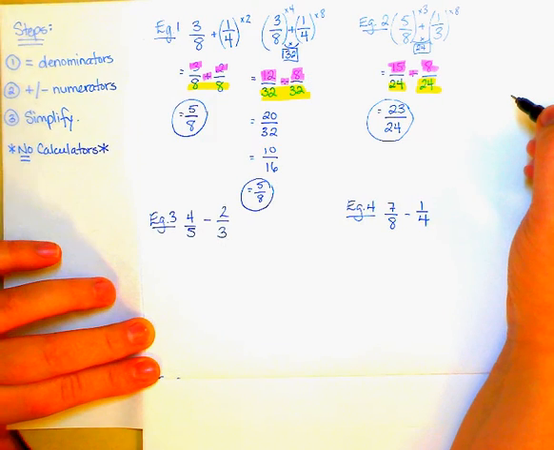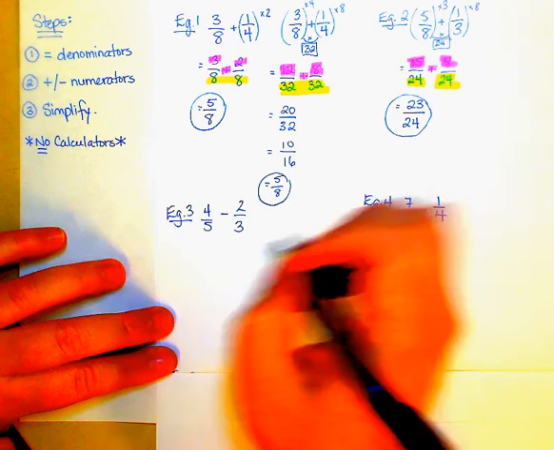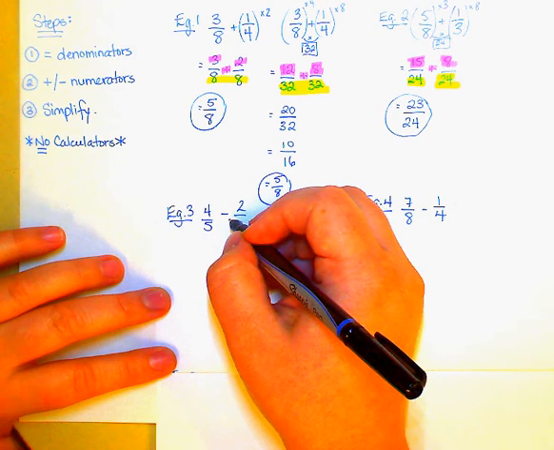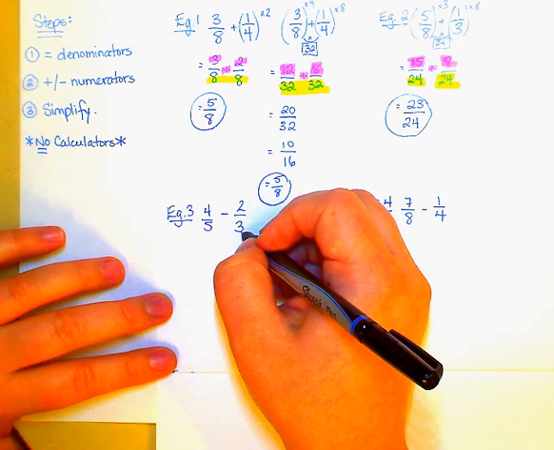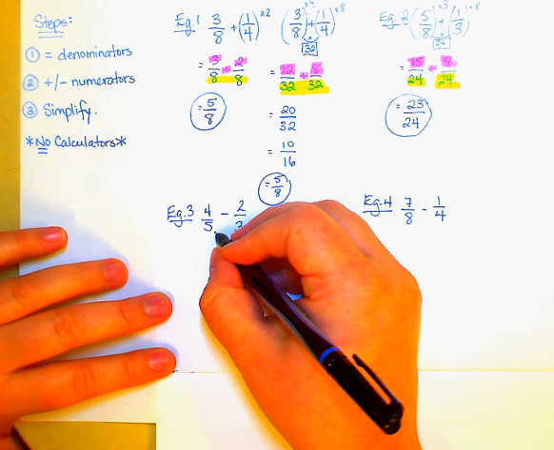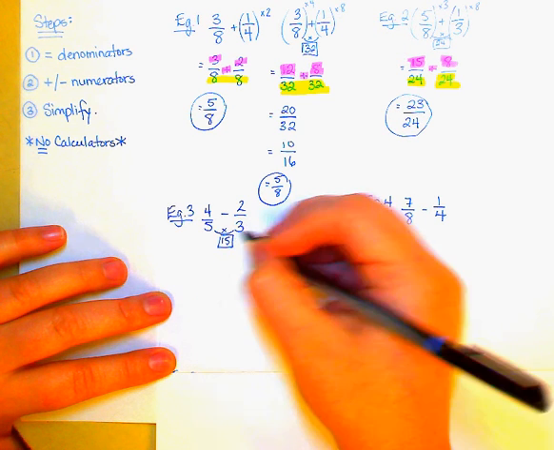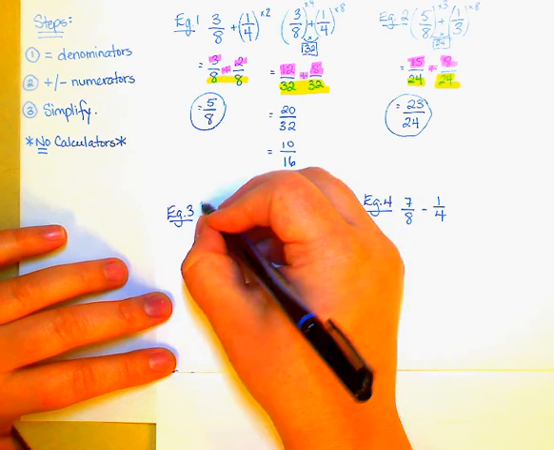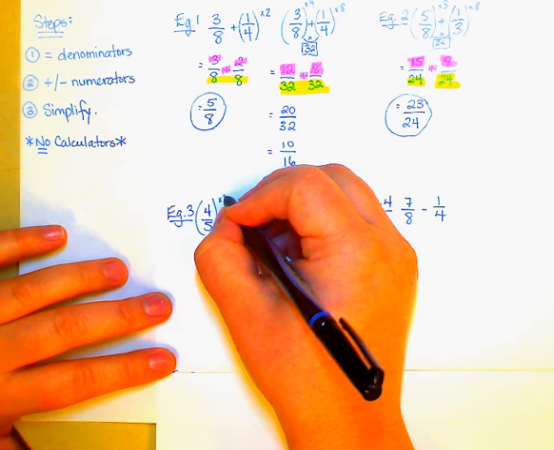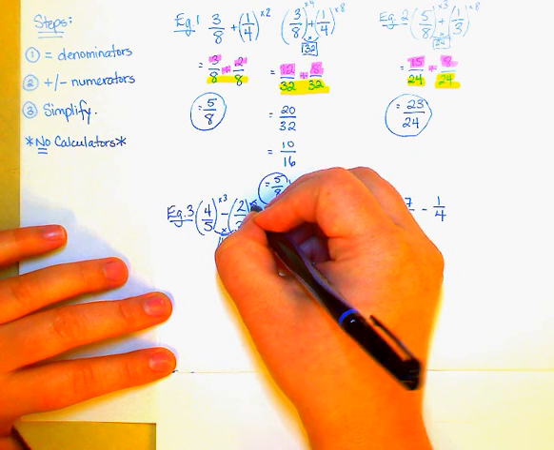Let's try example 3. Example 3, we have 4/5 subtract 2/3. Again, 3 does not go into 5, 5 does not go into 3, so I'm going to multiply these to get the common denominator of 15. So my 4/5 I've multiplied by 3, and my 2/3 I've multiplied by 5.